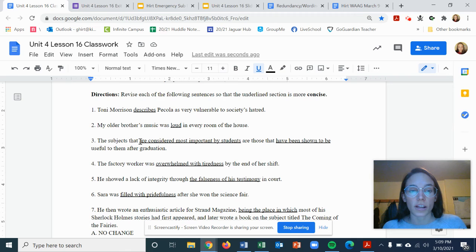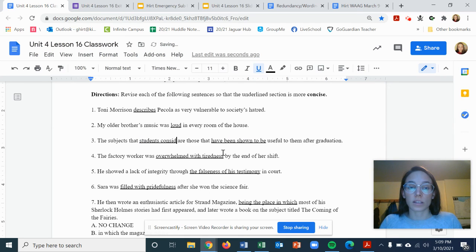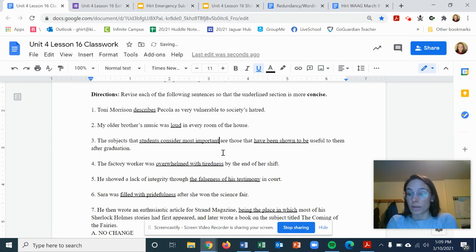Okay, let's look at one more together. The subjects that are considered most important by students. This is an example of passive voice. So we want to put the subject of the sentence, whoever's doing the verb, at the beginning, right? So instead of "are considered most important by students," who's doing the verb here? The students. So we want to put that at the beginning: the subjects that students consider most important, right? Present tense, active verb. And then we've got another example of passive voice here. I'm going to allow you to fix that one.